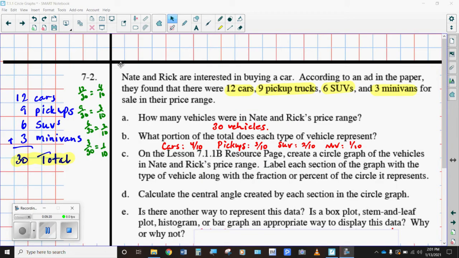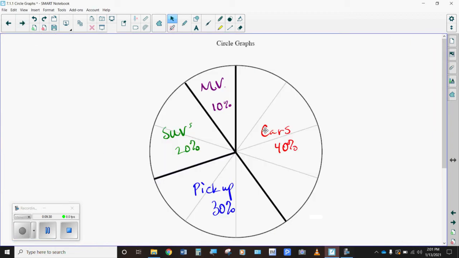Alrighty, so I'm going to turn the page. Hopefully you've got your circle graph completed. If not, you're just planning on watching what I do. That's fine too, I suppose. So this is what it would look like.